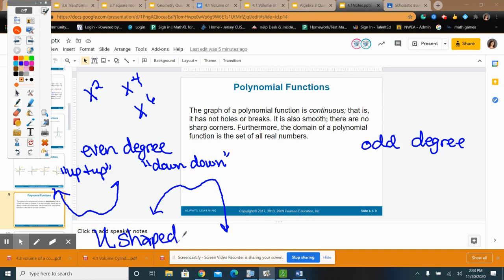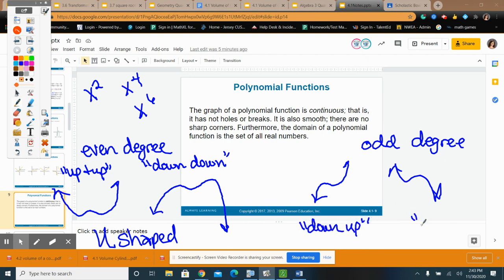Okay, these are U-shaped. If it's an odd degree, Mrs. Bruno calls them, no one else does, snake babies. You could have more wiggles in here if you wanted to. It could look like that or something really weird. But they look like kind of snakes. One's down, one's up.